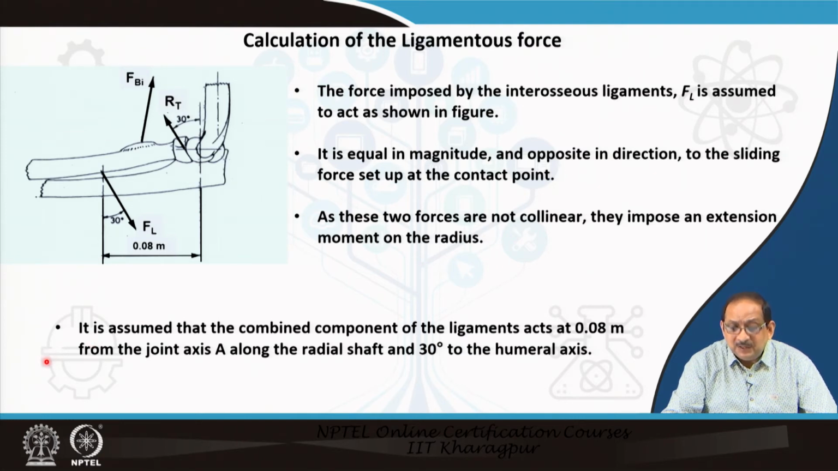Now, it is assumed that the combined component of the ligaments act at a distance of 0.08 meter from the joint axis at A and along the radial shaft. So, it is along the radial shaft and at a distance of 0.08 meters, and it acts at an angle of 30 degree to the humeral axis. So, this is data that is assumed for the purpose of calculation.